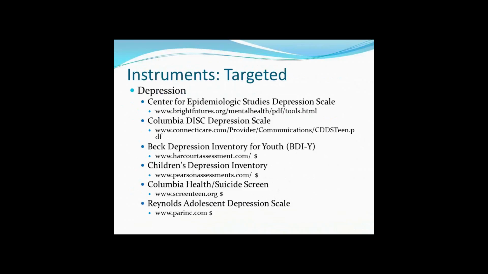The Columbia is a little bit longer, but it's got the best research behind it as far as its sensitivity, and it's free. The Beck is certainly easier to administer, but there's a cost associated with it. Again, to reiterate, if you're going to be doing a screening for a particular issue on a large scale, you've got to take a close look at what your options are and pick something that's going to match your particular needs and your particular resources.